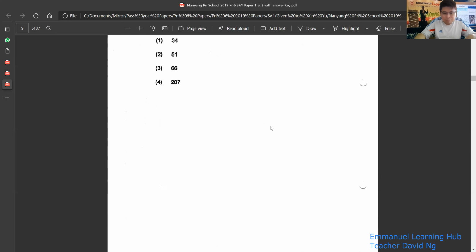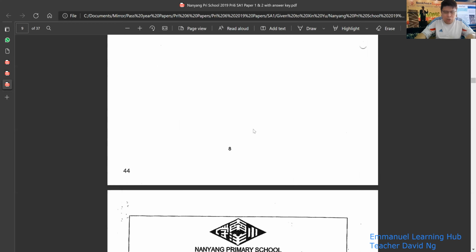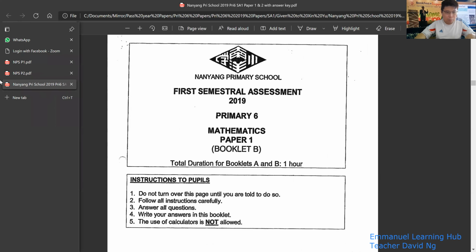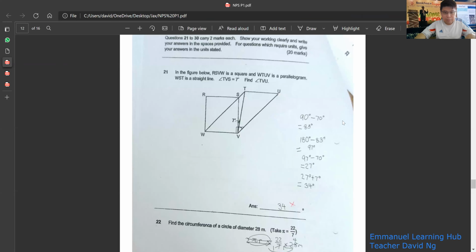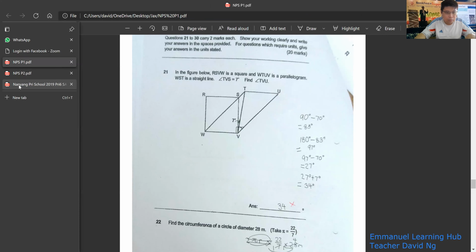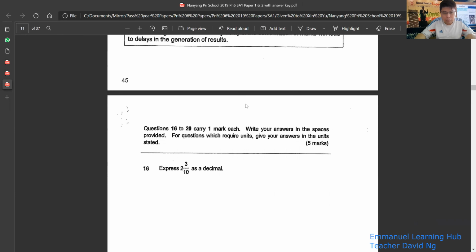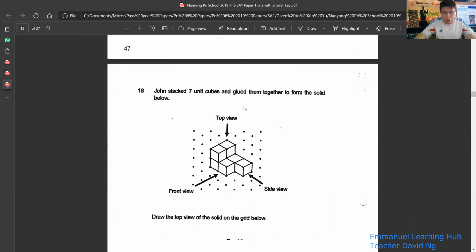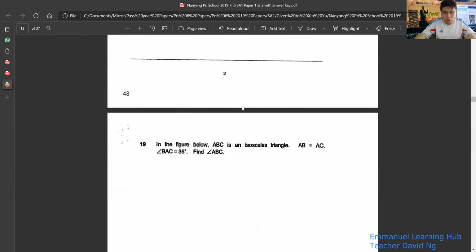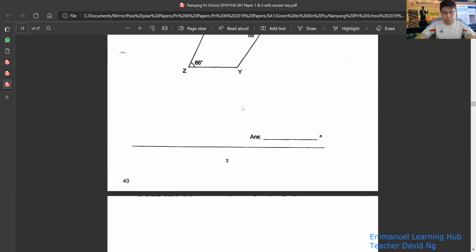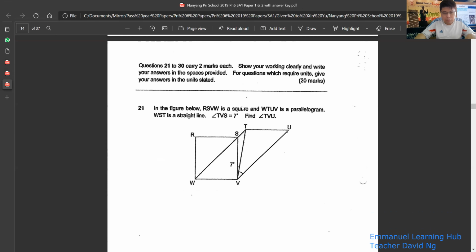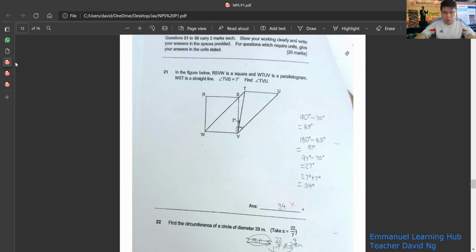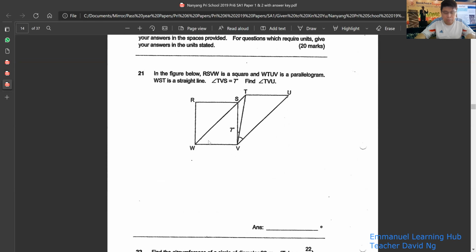Let me see. Usually the strategy I tell my students is to check the question that has the most marks first. Okay, this one all correct. 21 is the next question that you got wrong.